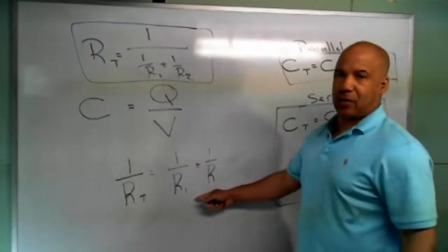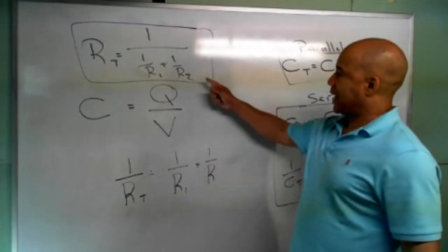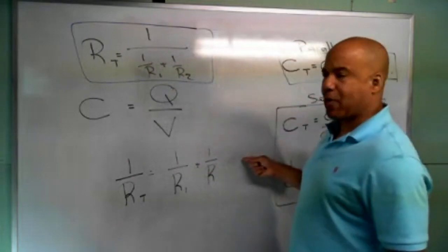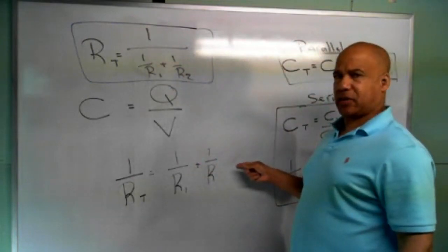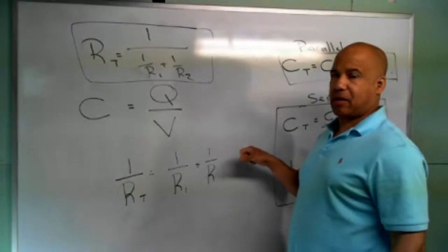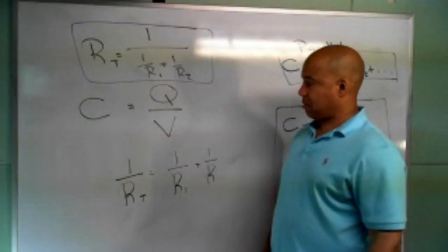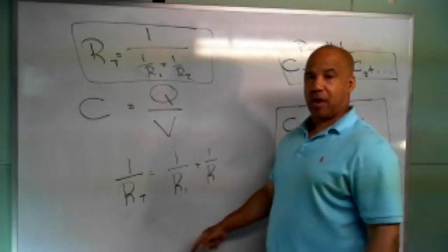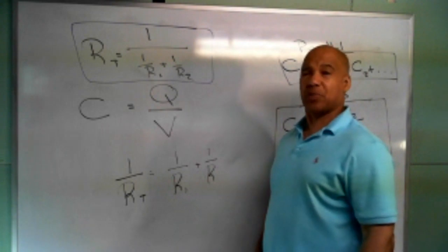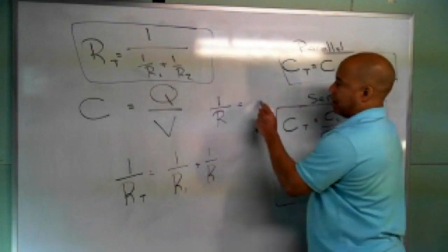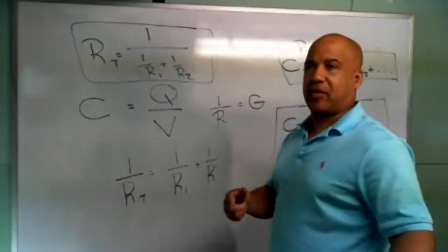Does anybody know why I write it this way? That's actually a very good question. That is the actual formula. If you want to work it out, you stick that in your calculator and bam, you got it. But why do I write it this way? What is 1 over R? You remember 1 over R because we talked about it in the Ohm's law experiment. 1 over R is actually conductance, G, right?